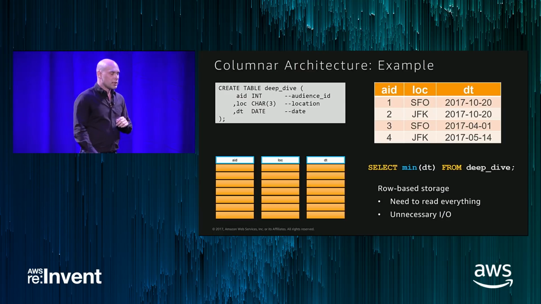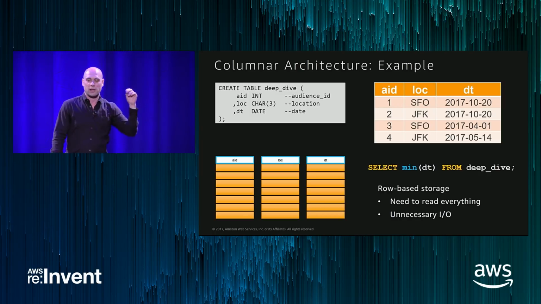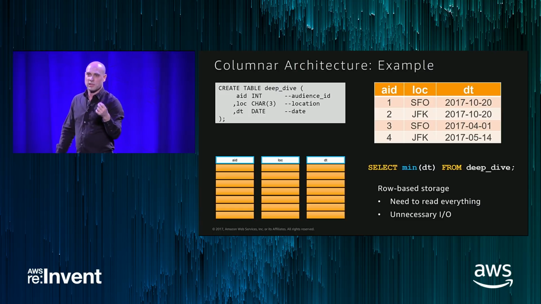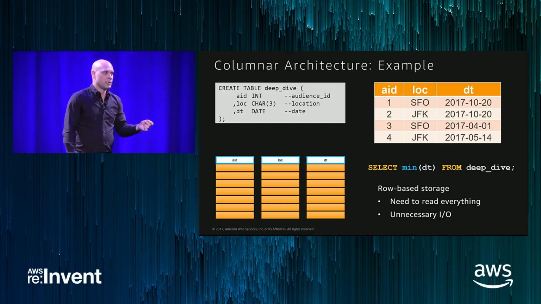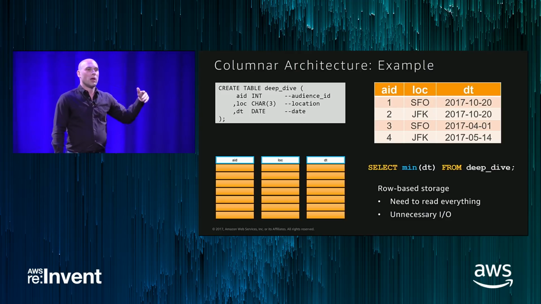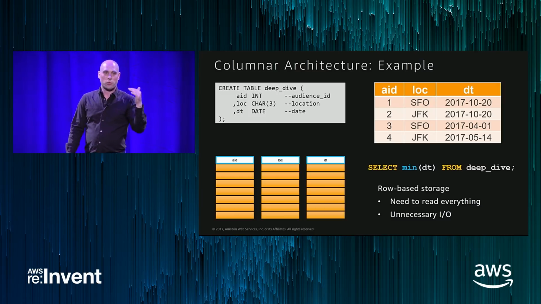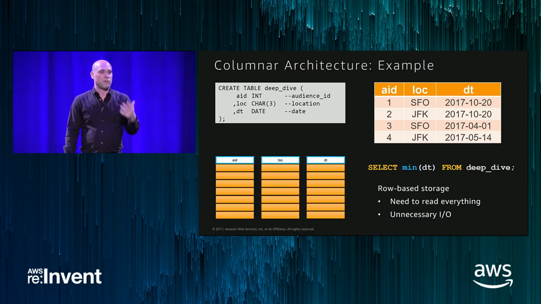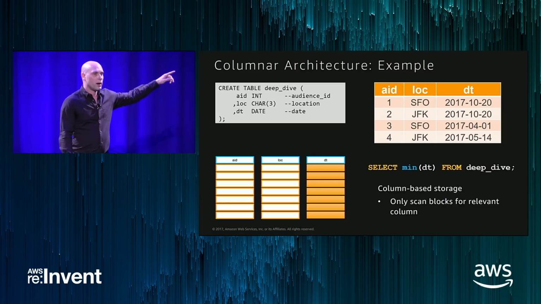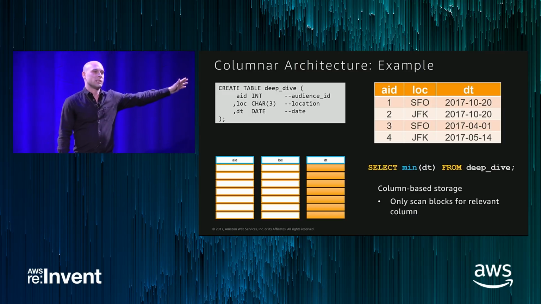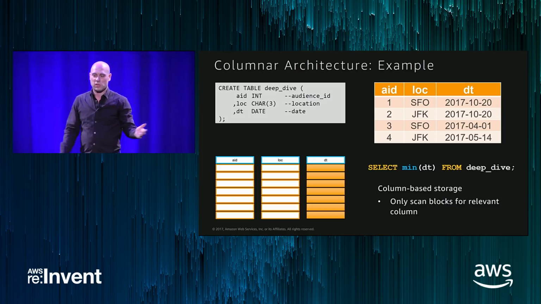Just to illustrate that, suppose we have this deep dive table, very simple, we only have 4 rows in it, and we have a SQL query which selects the minimum date out of that table. In a row-based database, like say Postgres for example, assuming there's no indexes or anything like that, you would end up having to scan through the entire table to find that minimum date. Whereas in a columnar data warehouse like Redshift, we only need to read the data for that date, and thus we reduce I/O.